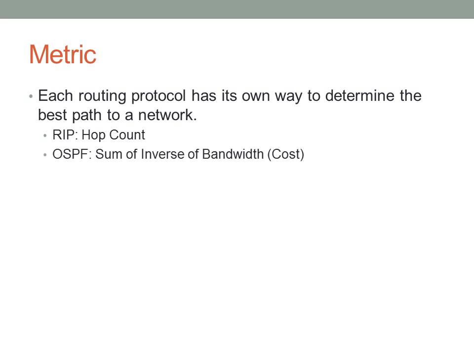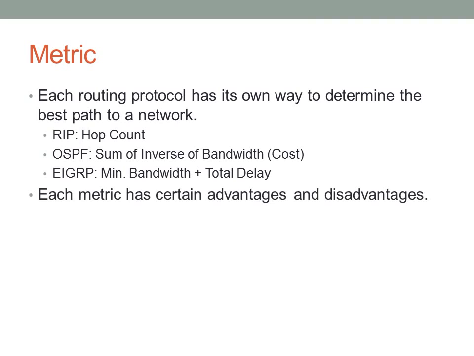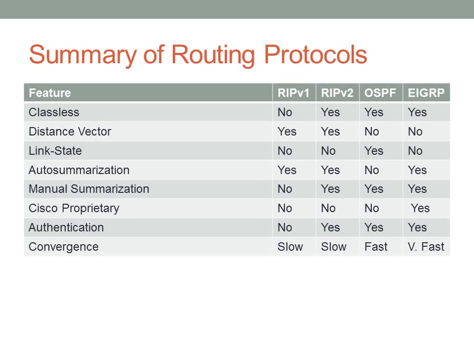With RIP, it's hop count. With OSPF, we consider it as the sum of the inverse of bandwidth, so with a higher bandwidth, you're going to have a lower number, a lower cost. With EIGRP, it's a combination of the minimum bandwidth on the link plus the total delay across all of the links that the route has traversed. Each metric has its own advantages and disadvantages. Some are a little bit more accurate than others. Some tend to be a little bit easier to configure than others. But these are the different ways that different routing protocols represent a distance on a network.